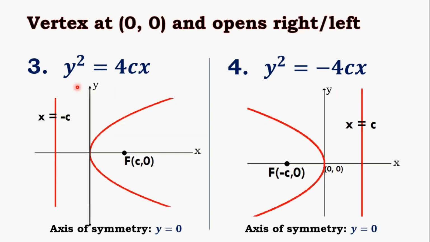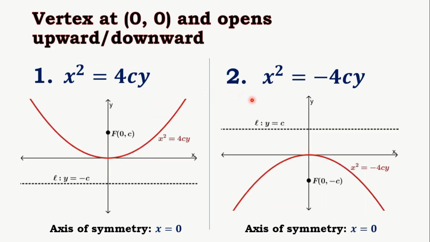For a parabola with vertex at (0, 0) and opens to the right, the equation is y squared equals 4cx. And a parabola with vertex at (0, 0) and opens to the left, the equation is y squared equals negative 4cx. There are four different forms of equation when the vertex is at (0, 0). Let us go back to the previous slide to observe differences and take note on specific properties.